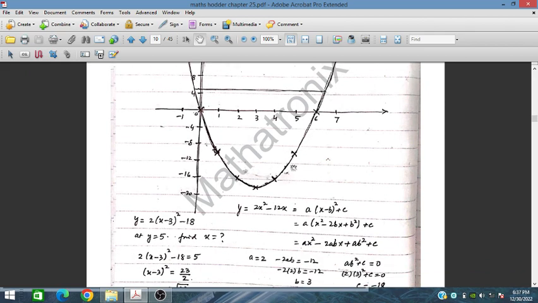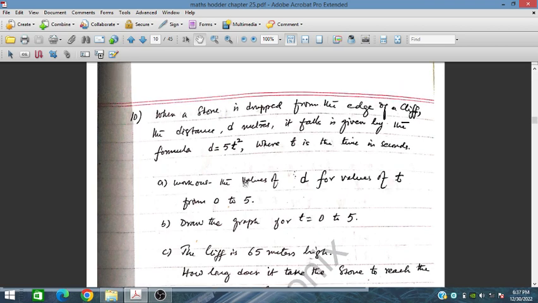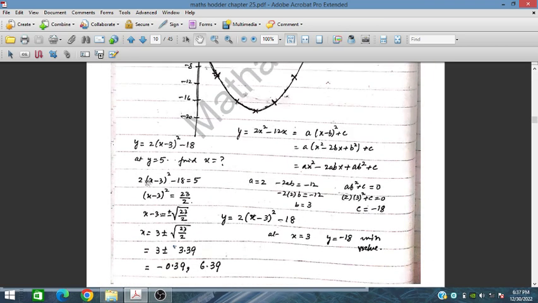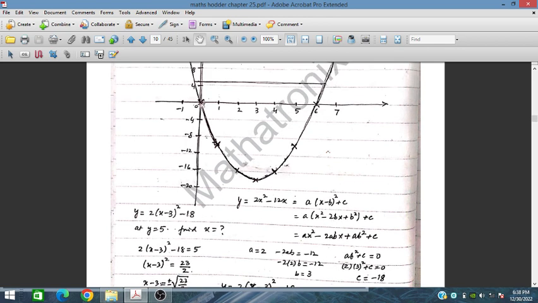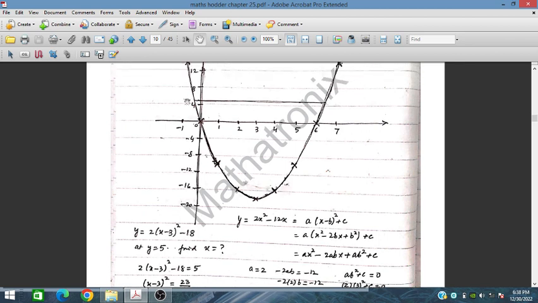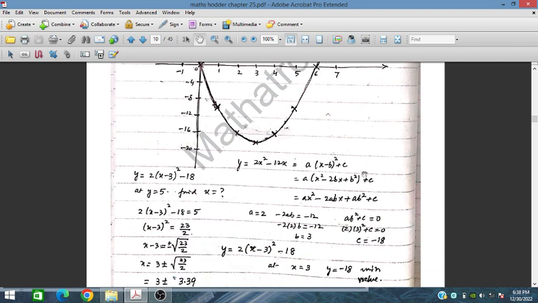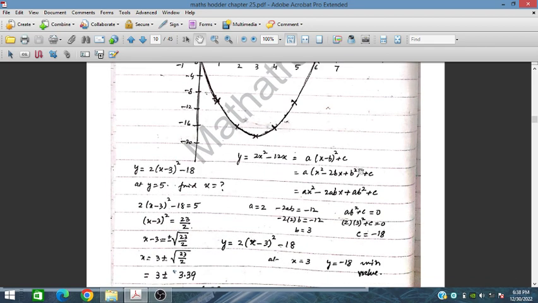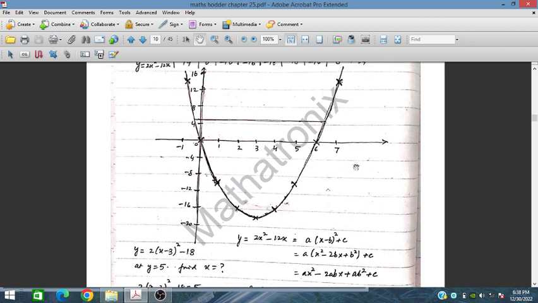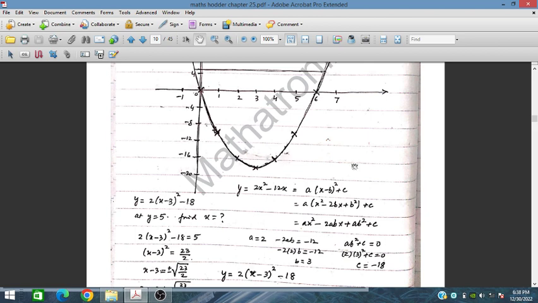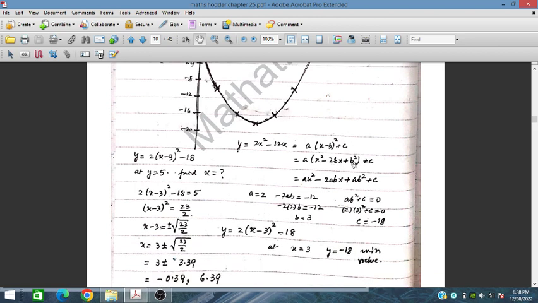So the curve is also very easy. For the corresponding values of x when y is equal to 0, we have one value here, and the other value is here, 6. So that's all.